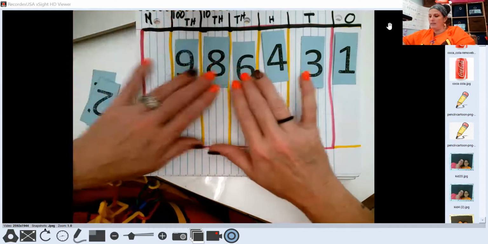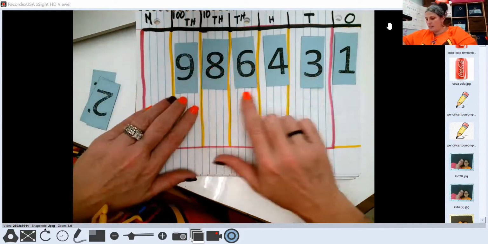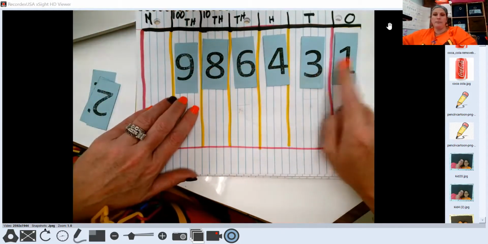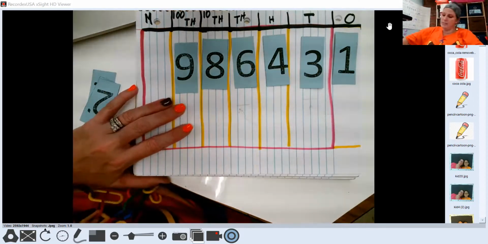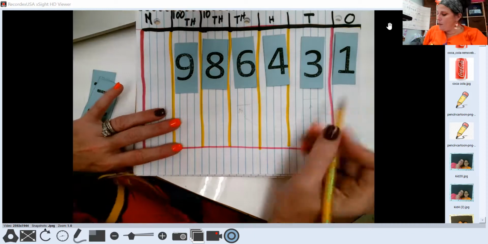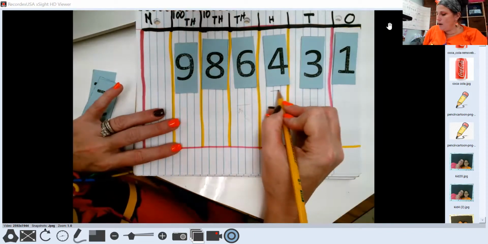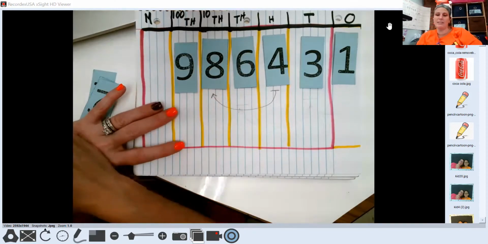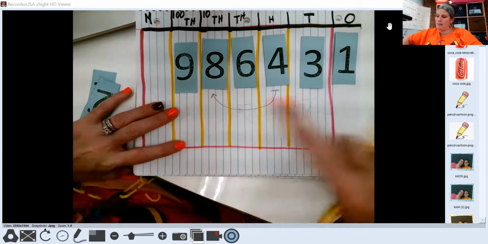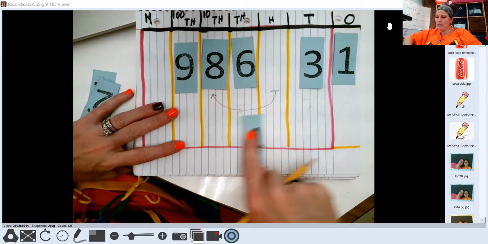All right, so that gives me 986,431. All right, so I have this number. Now the stipulation is that the 4 in the hundreds place, the 4 has to be in the 10,000s place. So that means that this digit has to move here.